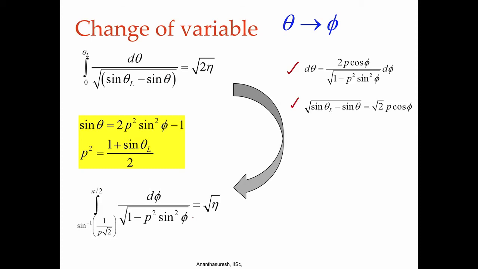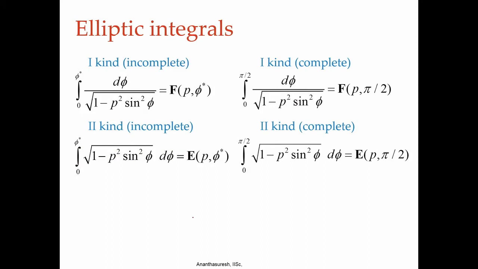Now, have we solved the problem? In fact, we have, and that is because what we got here is what is known as the elliptic integral of the first kind, incomplete when it is something less than π/2, the upper limit. When it is π/2, that is called the complete.